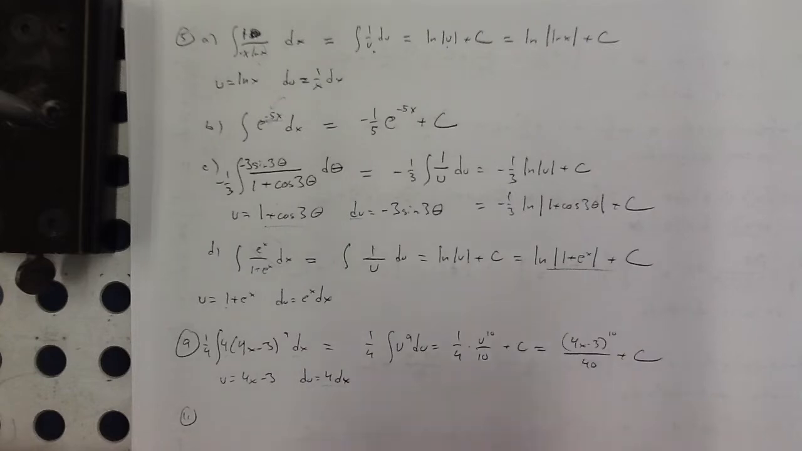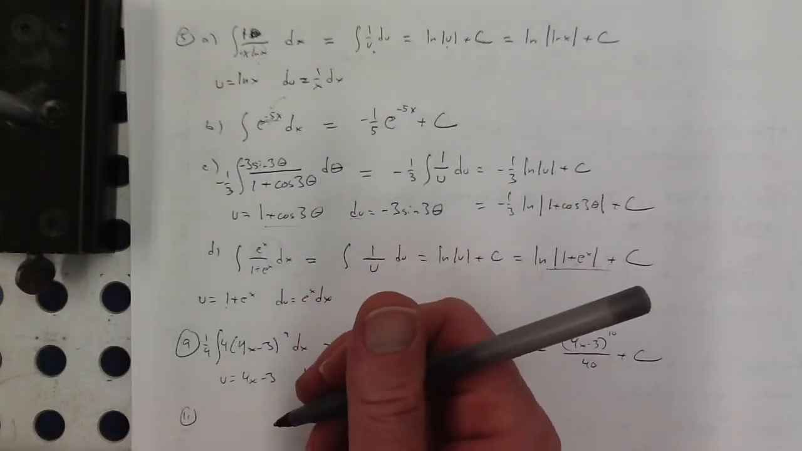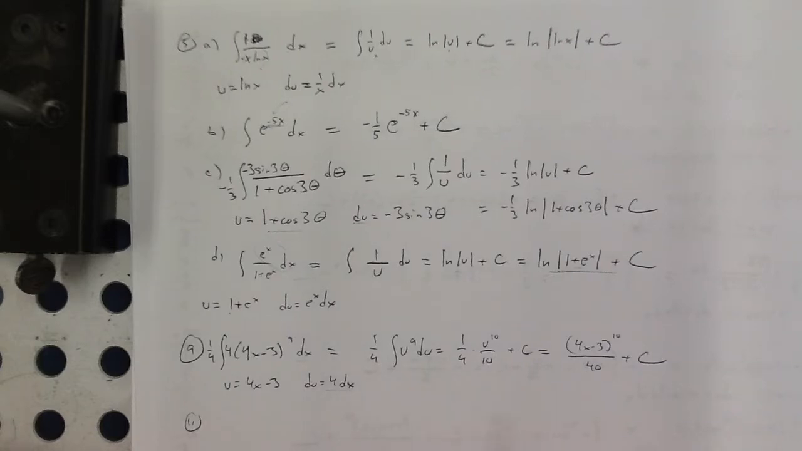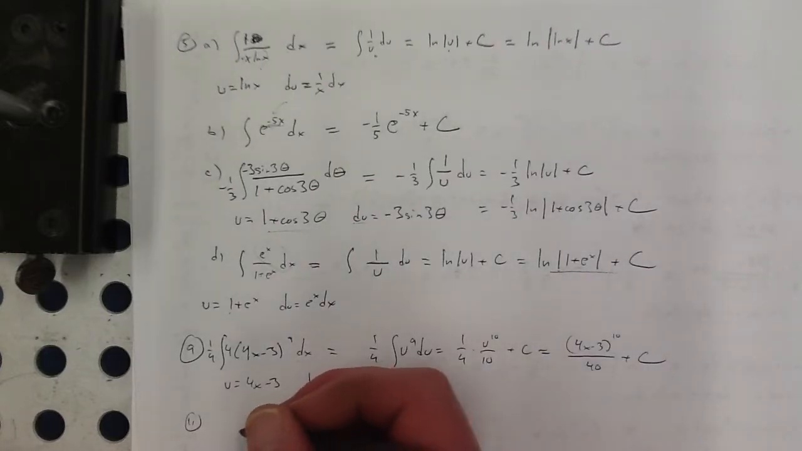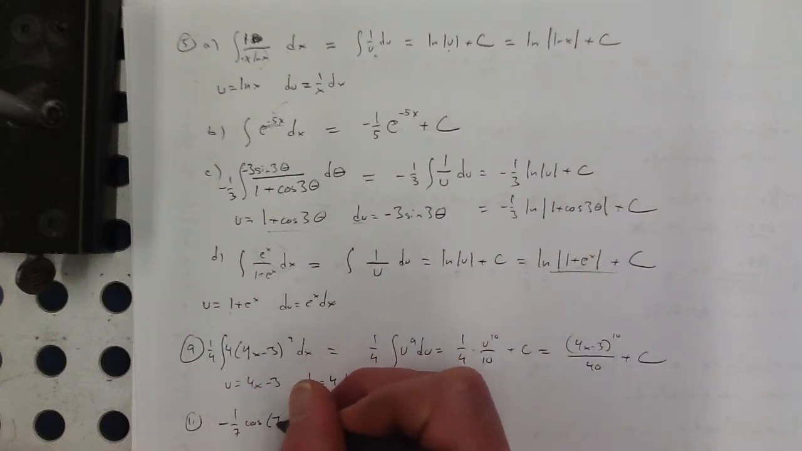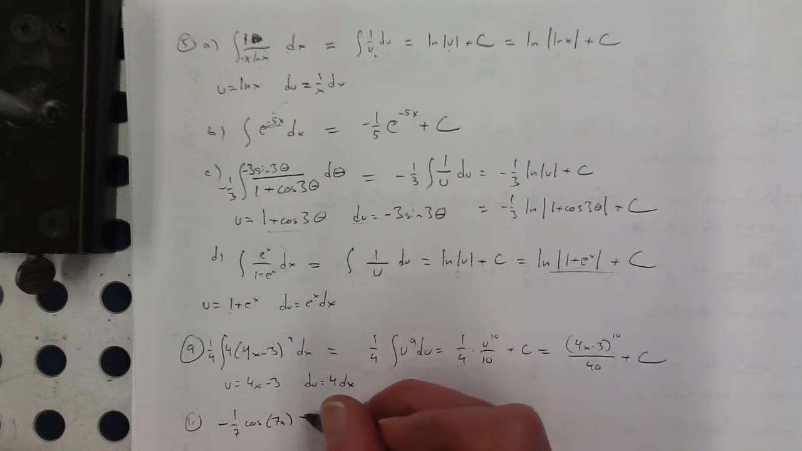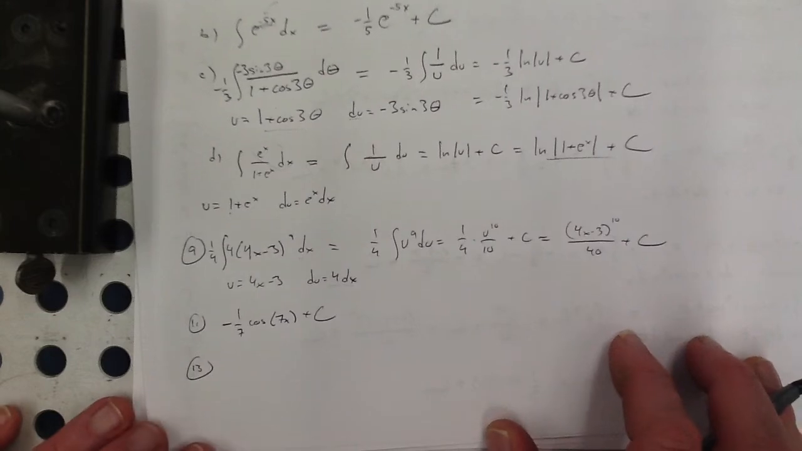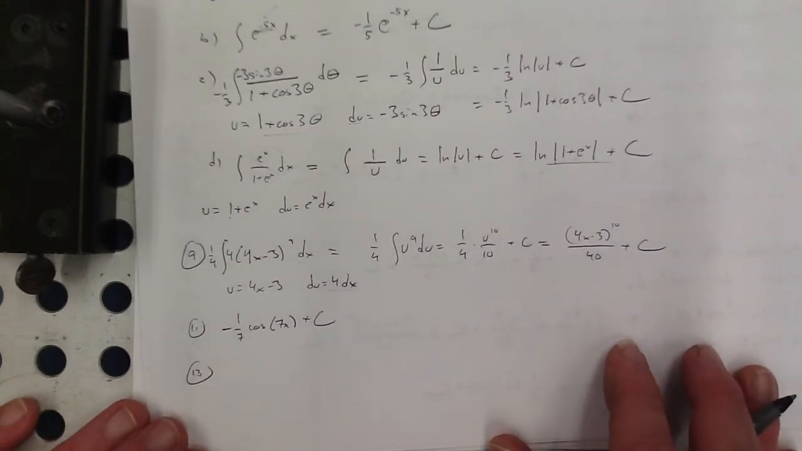Number 11. Sine of 7x dx. This is one of those ones. The antiderivative of sine is negative cosine, and the only thing that's going on is a 7 times that x, so that's -1/7 cosine of 7x plus c. I'm not going to write those ones out. You can, since we're just learning this u substitution thing.